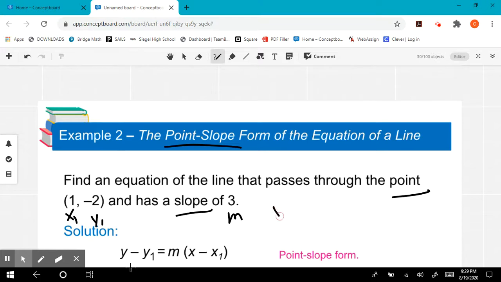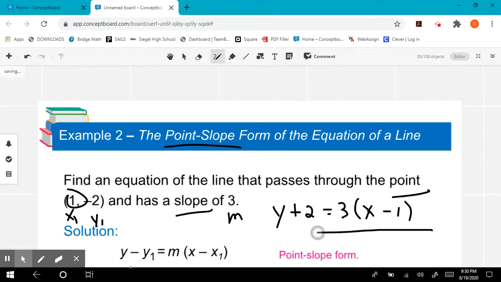y stays y in my equation, minus y1. So y minus negative 2 is going to be plus 2. Then my slope is 3, and in parentheses, x minus x1. x1 is 1, which comes from right over here. And there it is. If it asks for the point slope form of the equation, that is it. Most of the time we don't leave our answer in point slope form because it's not a simplified form, but for certain problems it may ask us to do that. And there's the point slope form.